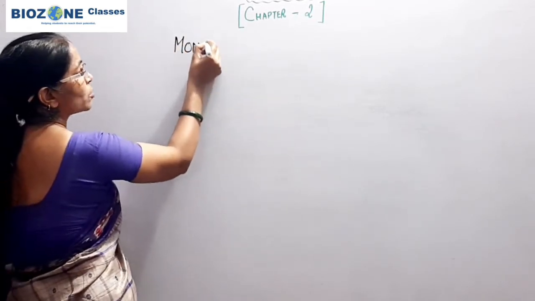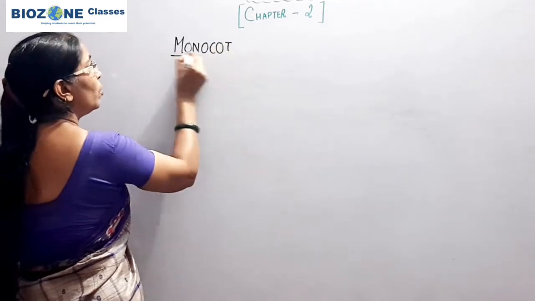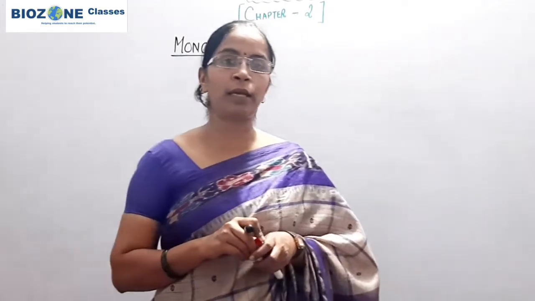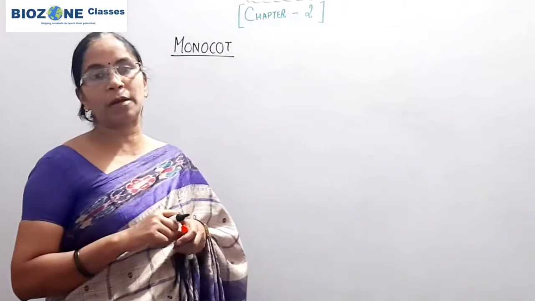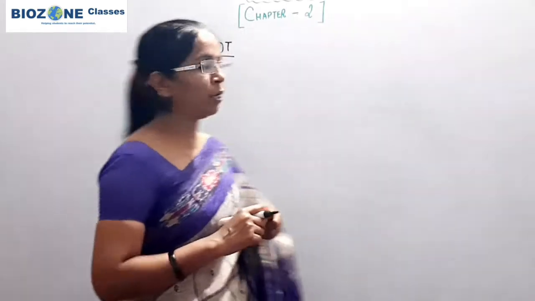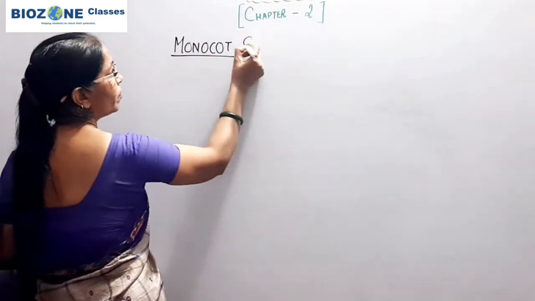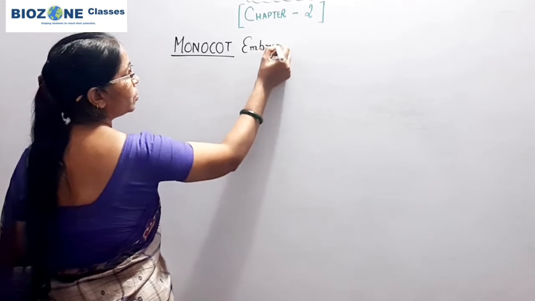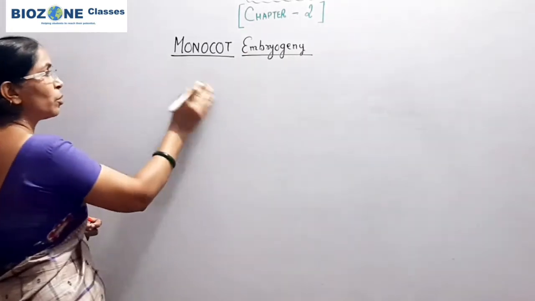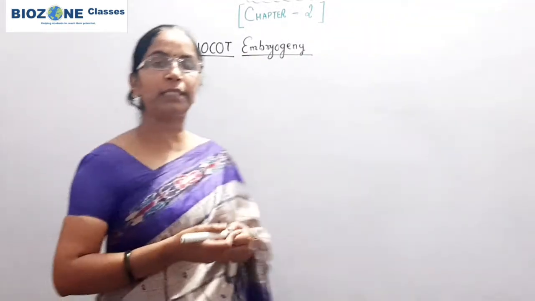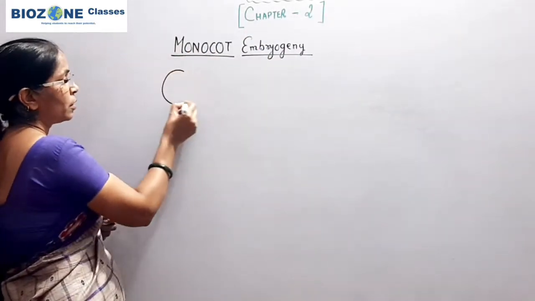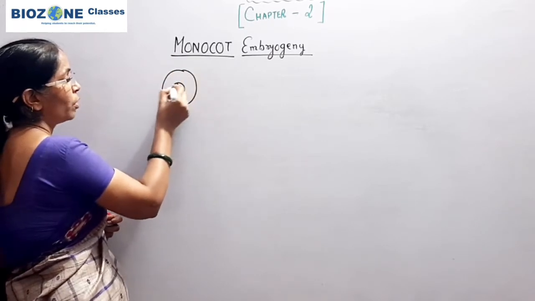So first, why it is called monocot, that you know. Monocot means a single cotyledon is present, and cotyledon means the leaf-like structures which are present in the embryo, or leaves of the embryo are called cotyledons. So here we discuss monocot embryogeny. Again, embryogeny means the zygote is formed, and zygote shows the first stage of embryo development. So here you remember the diploid zygote.